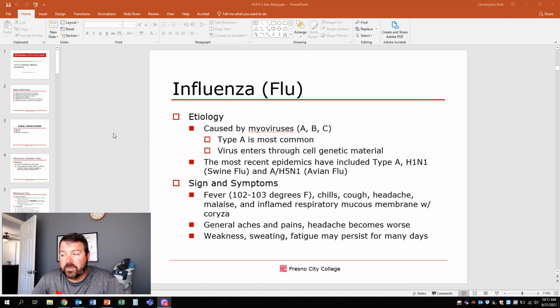So signs and symptoms of flu. Okay, fever is usually decently high. Okay, 102, 103. Chills, cough, headache. We've all experienced the flu at some point.